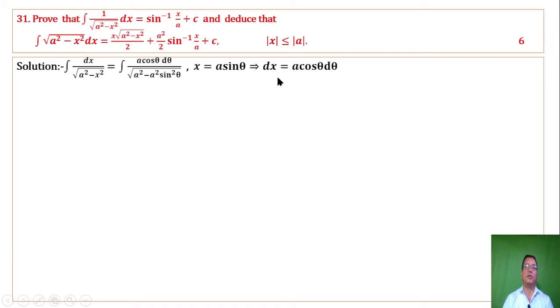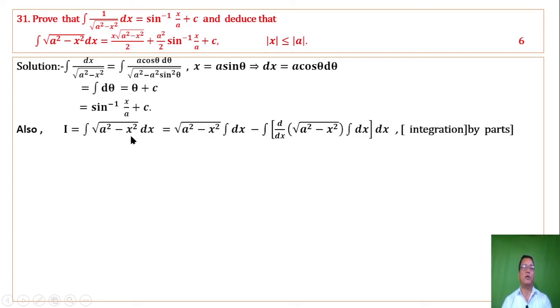We have to put x equal to a sine theta, and its derivative is dx equal to a cos theta d theta. Put their respective values, and taking out a square from the square root, we have a. Cancelling these two, a and 1 minus sine square theta is cos square theta. Cancelling square root with square, we have cos theta. Cancelling again cos theta, we have d theta, whose integral is theta. Now plus c, theta is equal to sine inverse of x by a. First part is over.